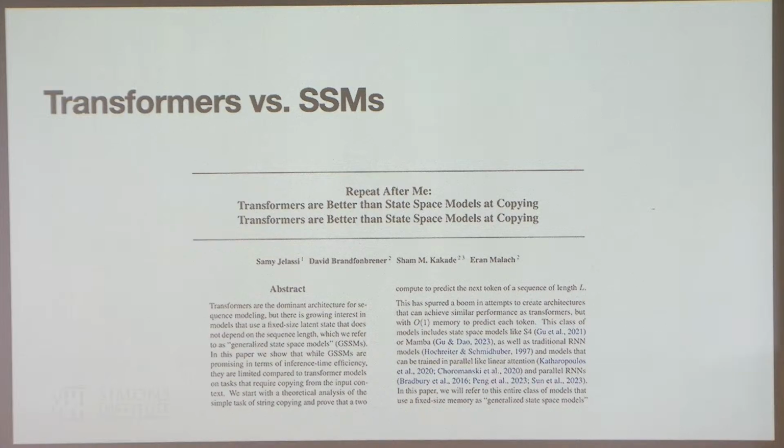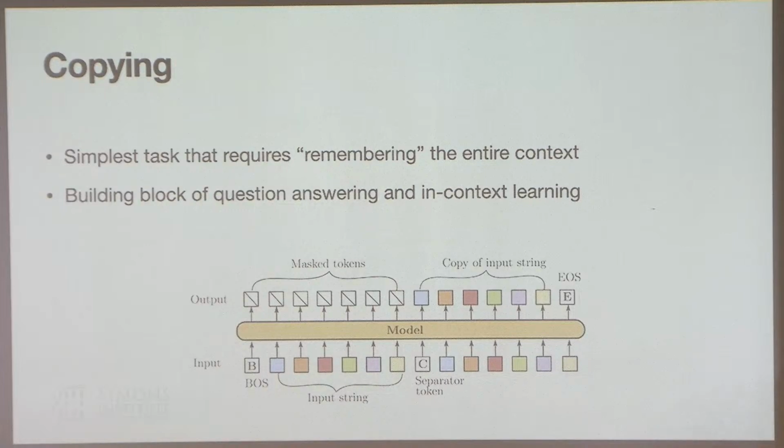So the first work that I'm going to talk about is exactly comparing transformers to state space models. We're going to be focusing on a very specific set of synthetic tasks: copying sequences from the input context. This is work with Sami Jelassi and David Brandfonbrener, who are both postdocs at Harvard, and with Sham. And this will be the topic of the first part of the talk.